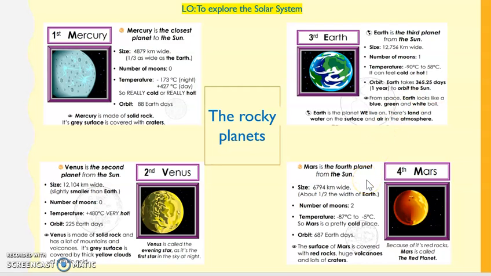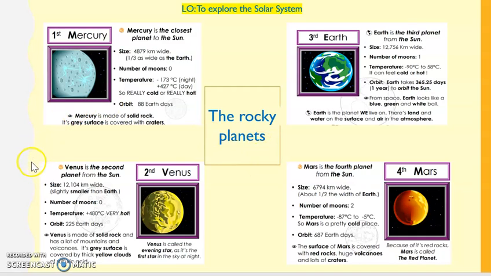The fourth planet from the sun is Mars. The size of Mars is about 6,794 kilometers wide, and Mars has got 2 moons. It takes Mars about 687 Earth days to orbit the sun. Mars has very little air. It has no water on the surface, and Mars is very cold. And that's the last of the rocky planets.